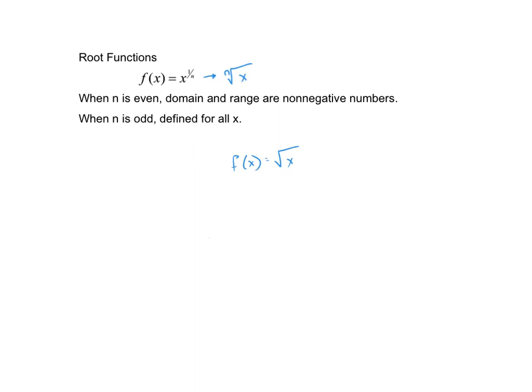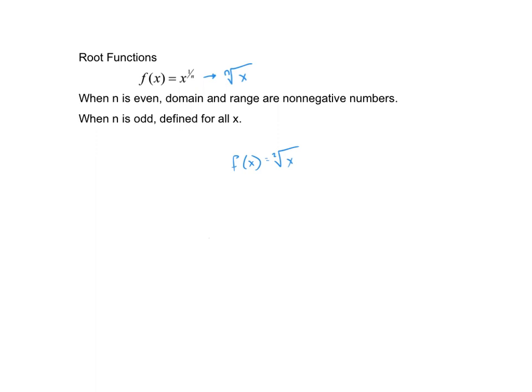When n is even, the square root, there is that implied 2 there. We don't write it down, but it's implied. When n is even, the domain and range are non-negative numbers, right? The square root of a negative number is not a real number, right? It's that imaginary thing, an imaginary number you may have seen in some other math course in the past.